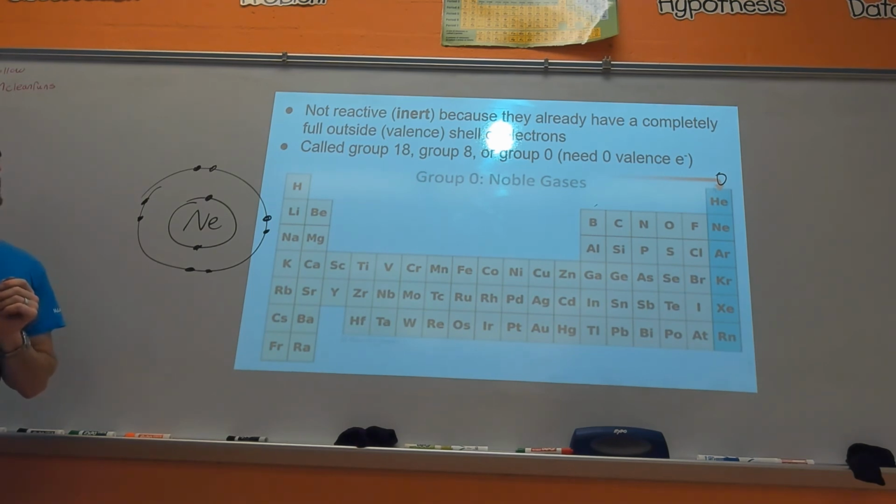On the formative, one of the questions says that naturally they don't pair up with other elements, meaning you would have to force them in a lab to try and somehow pair up with something. Naturally they just want to be all by themselves. Okay, cool. That's it. We finished it.